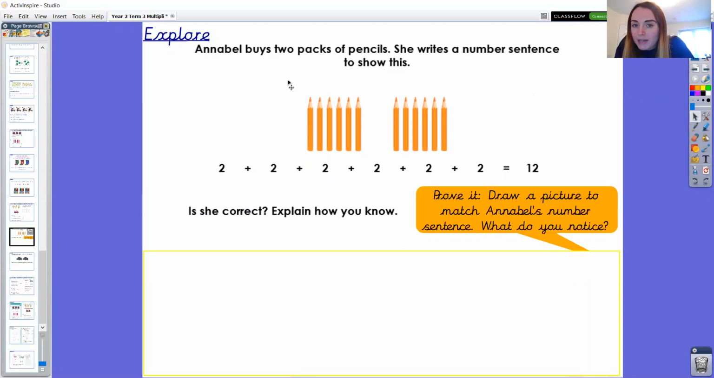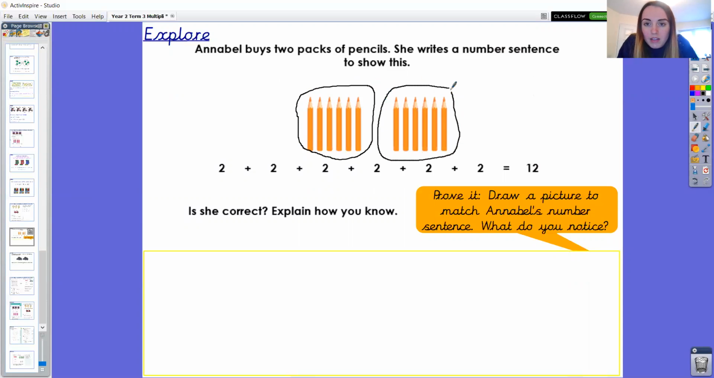Annabelle buys 2 packs of pencils. So we know that there are 2 groups as shown in the picture. So here we have 1 equal group and another equal group, which makes 2 equal groups altogether. Brilliant. Okay. Looking at this picture, I can see there's 6 pencils in each group. And when writing repeated addition, we write the amount that's inside each equal group each time we are adding. So I don't think she is correct. What did you think?